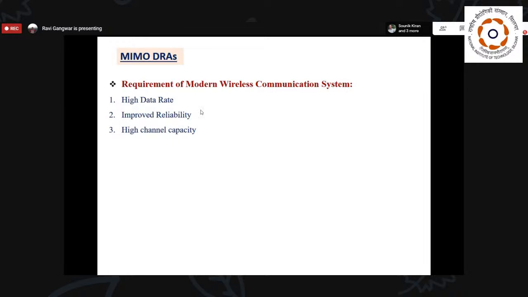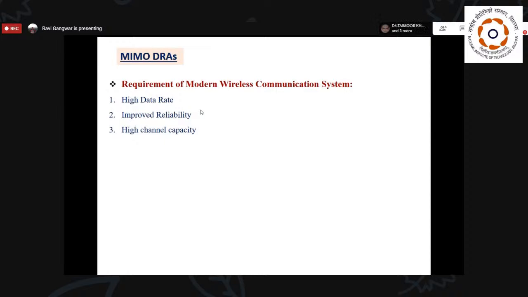The high data rate is useful when we go for online streaming, video transmission, or high data rate transmission. In that condition, we require very high data rates. And then the improved reliability. It means we require a system that is reliable, so that our information is safe and is delivered properly to the receiver side.